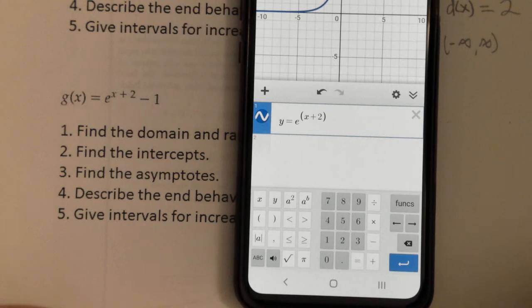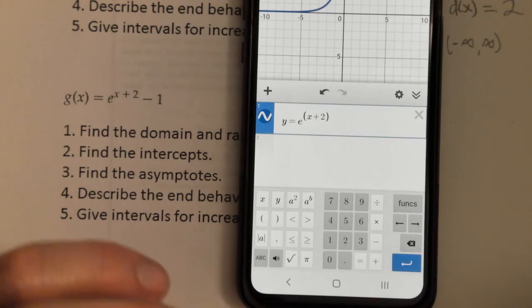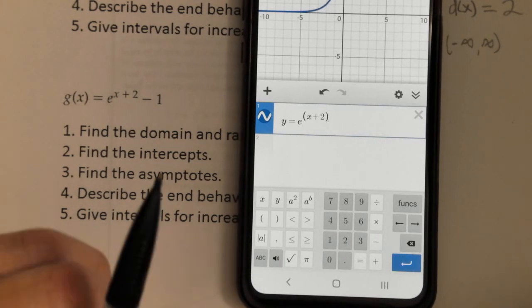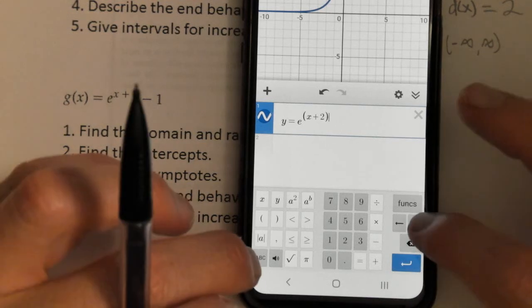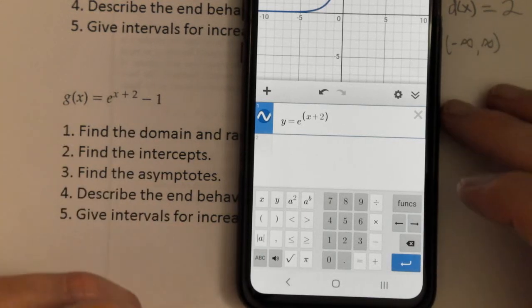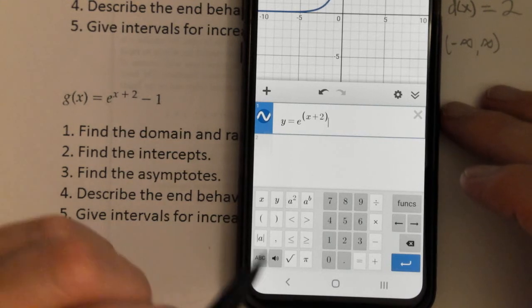So different utilities that you're using, different calculators and things, may input things a little differently, so you just have to be aware of how to input things correctly based on which input device you're using.